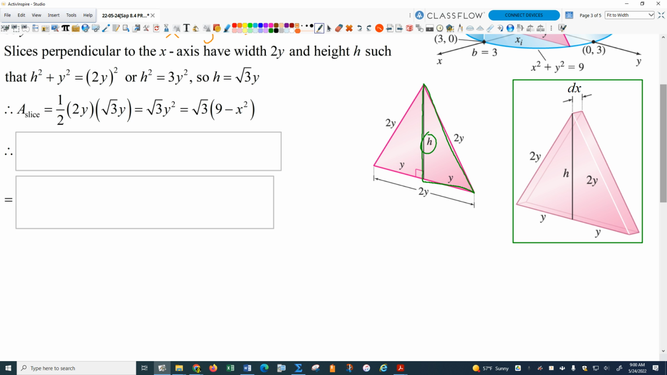Conveniently, we've got a y squared there. We don't even have a y. We have a y squared. So we just trade that for a 9 minus x squared. And there's the area of our slice as a function of x.